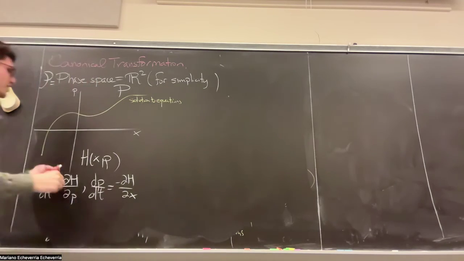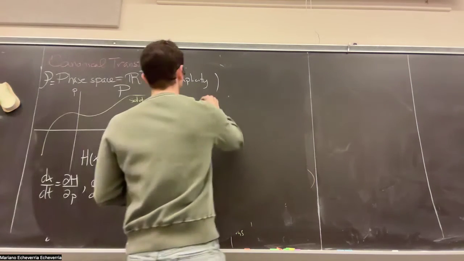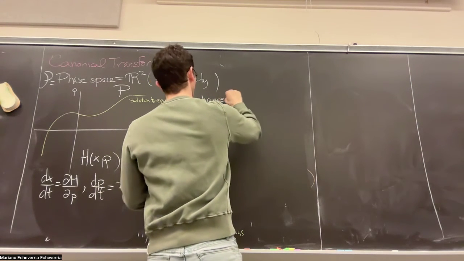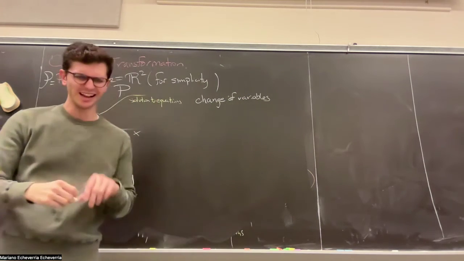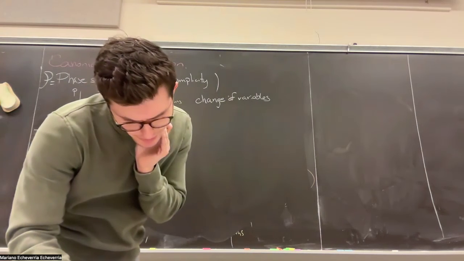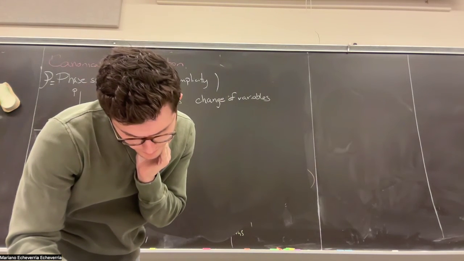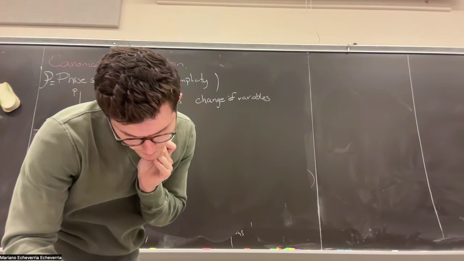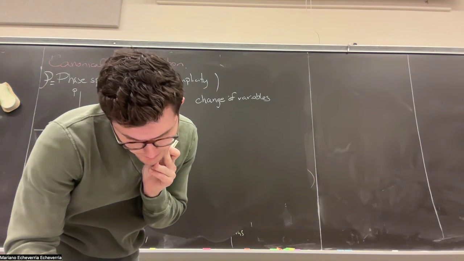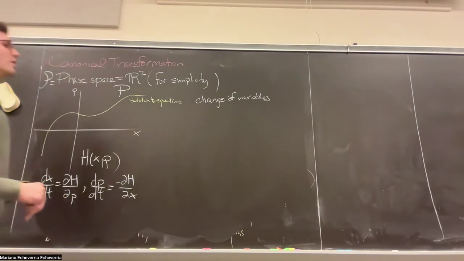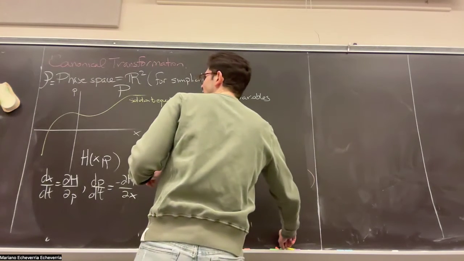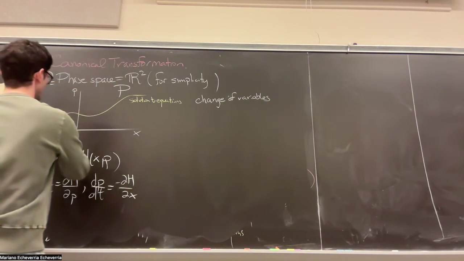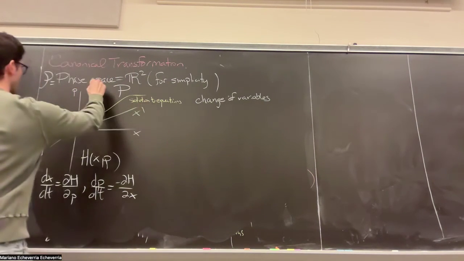But again, you could make a change of variables. So now you make a change of variables. Maybe x and p can be written in terms of new variables x prime and p prime. Let's say maybe x prime is here and p prime is here.